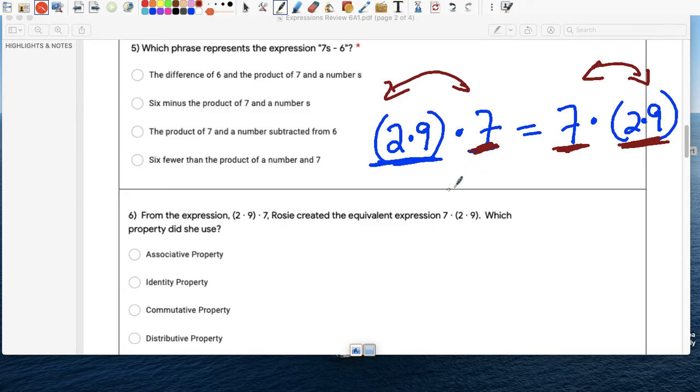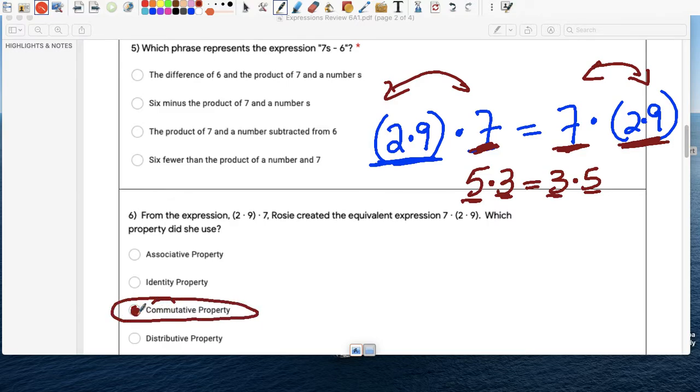So this is the same thing as something like this. 5 times 3. And if we switch the order, se queda 3 times 5. La orden se cambia. So what is this property? ¿Cómo se llama el property? When we switch the order, se llama a commutative property, right? So be very, very careful. This is not the associative property, okay? I don't want to confuse you.